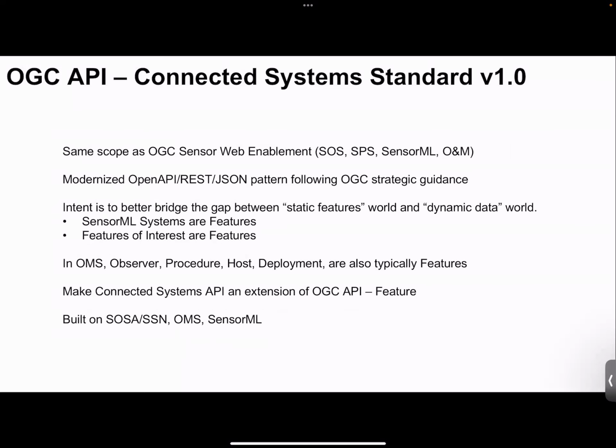It really started with the same scope as OGC Sensor Web Enablement, so a lot of core information models are there: SensorML, Observations and Measurements, which is now Observations, Measurements and Samples, I believe is OMS. We modernize it with OpenAPI, REST, JSON, and tried to build this bridge with the static features. So we're actually built on top of OGC API Features. We can talk about how to do it. There's a part one and a part two.